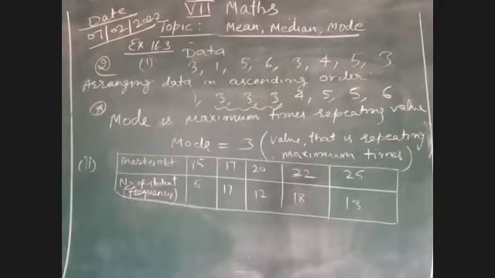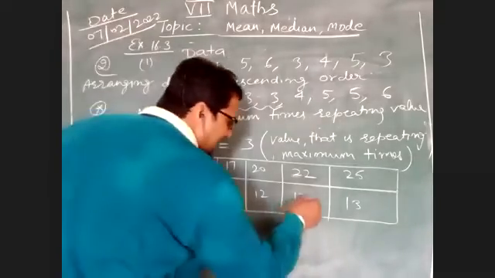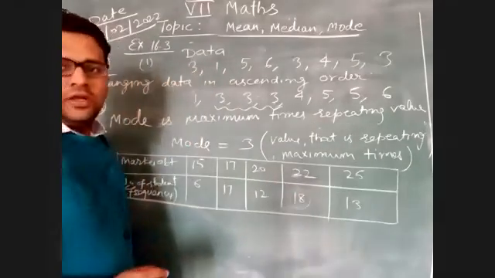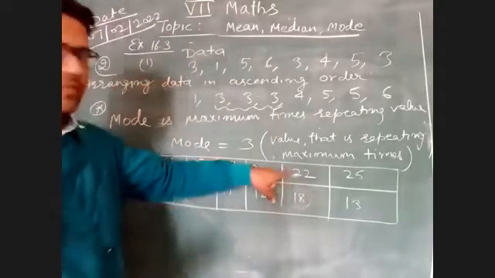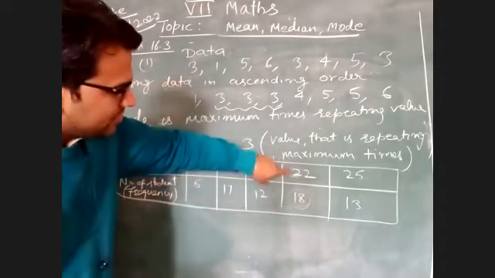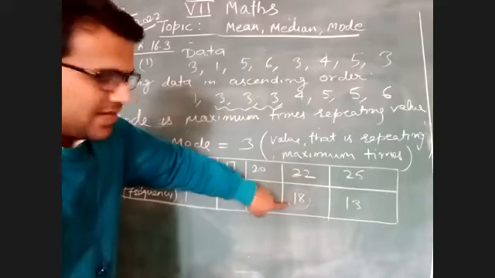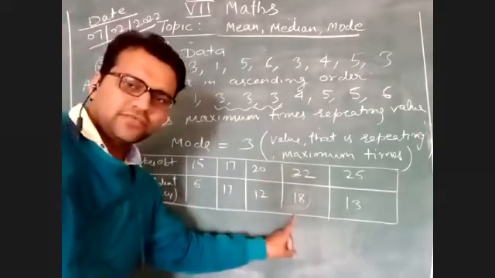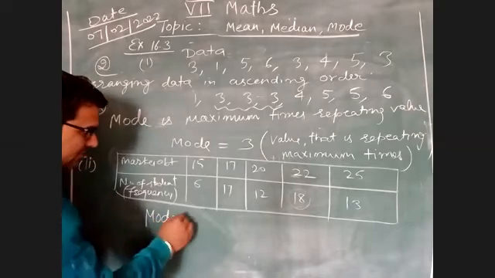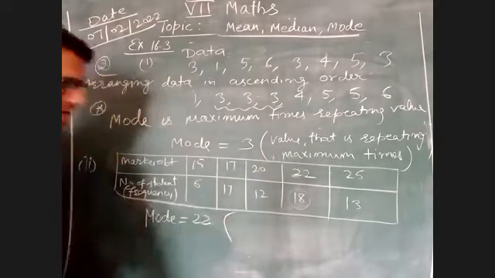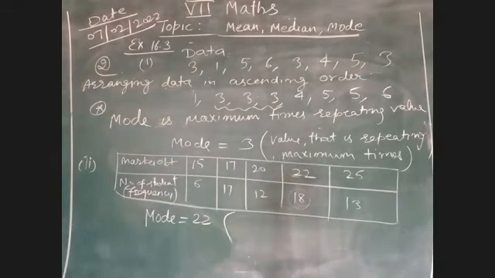In a grouped data, mode will be that value which has the highest frequency, and in this question the highest frequency is 18, so mode will become 22. Mode will become 22 because 22 has the highest frequency, and the highest frequency in this question is 18, so mode will be 22. And the concept for this question I'm writing here.